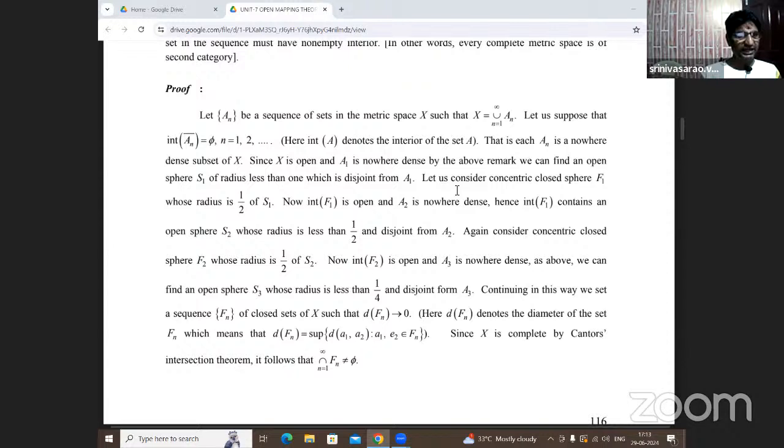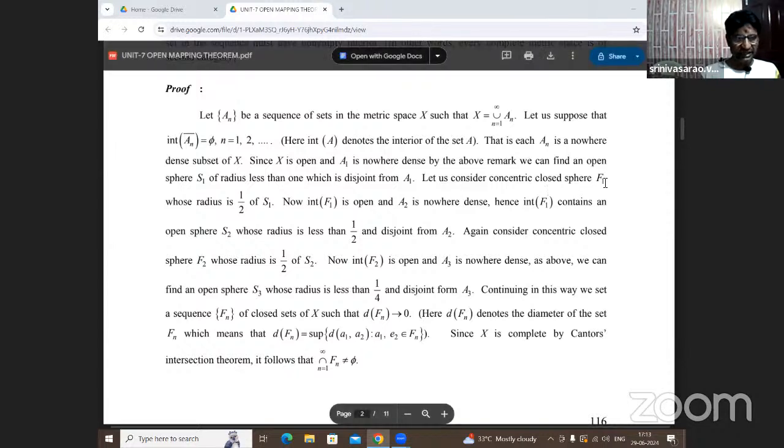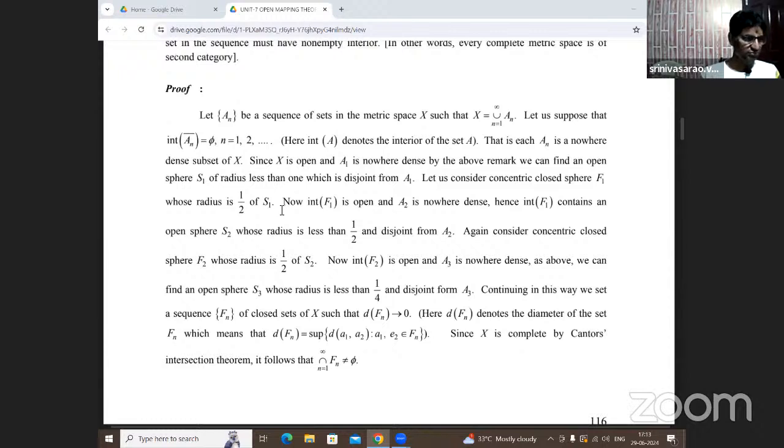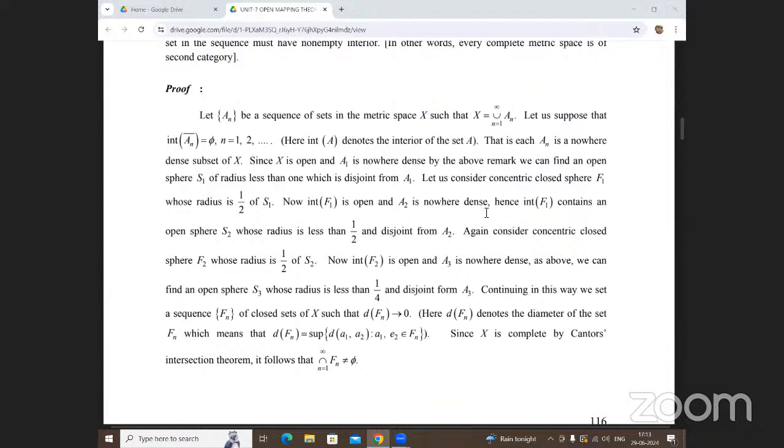Now we are taking F as closed. The concentric closed sphere is denoted by F1, whose radius is 1/2 of S1. S1 is the first sphere of the nowhere dense subset. Now the interior of F1 is open and A2 is also nowhere dense.